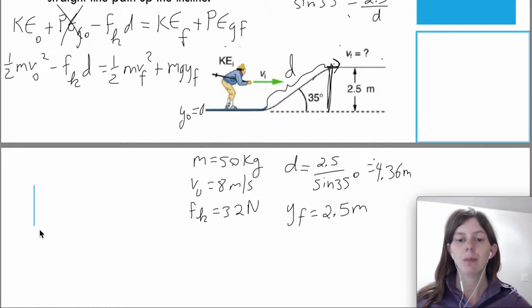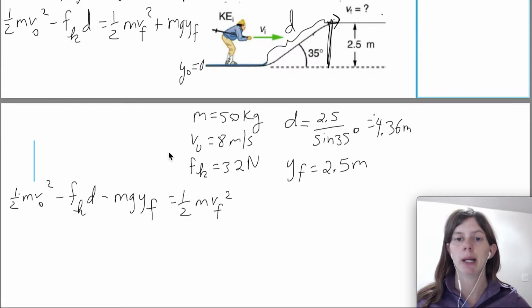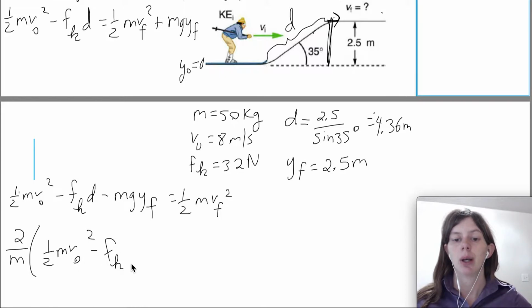I'm going to subtract mgy final from both sides. So I have 1/2 mv initial squared minus the friction force term minus the final potential energy equals 1/2 mv final squared. And then to get v final by itself, I need to multiply by 2 and divide by m to get rid of the coefficient here. Multiply both sides by 2 over m. I'm showing all the steps here, and you can just scroll to the end if you don't need to see all the steps.